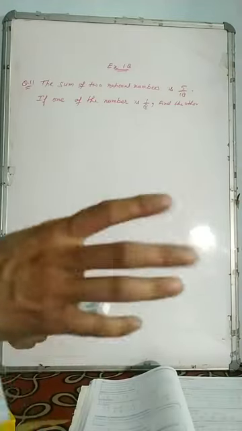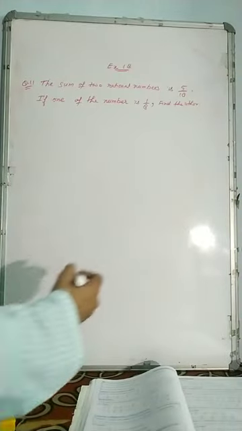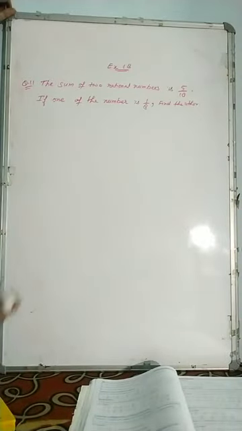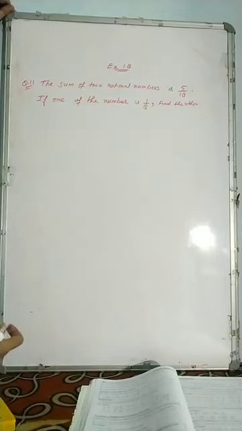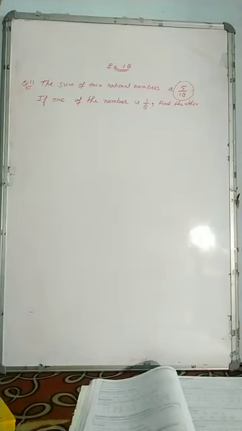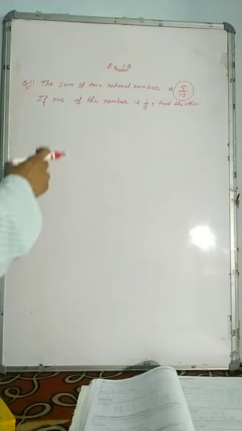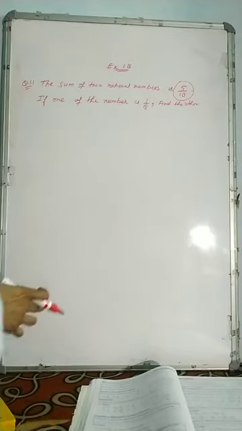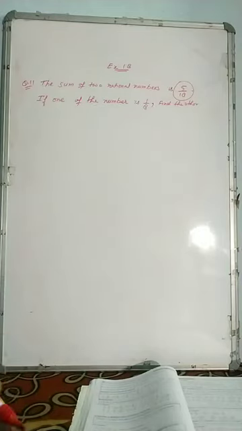Now moving on, question number 11. The sum of two rational numbers is 5 upon 18. If one of the numbers is 1 upon 8, find the other. 5 upon 18, it is the answer, because it is the sum of two rational numbers. After adding two rational numbers we get 5 upon 18, and one rational number, the first rational number, is given, that is 1 upon 8, and you have to find out the second rational number.